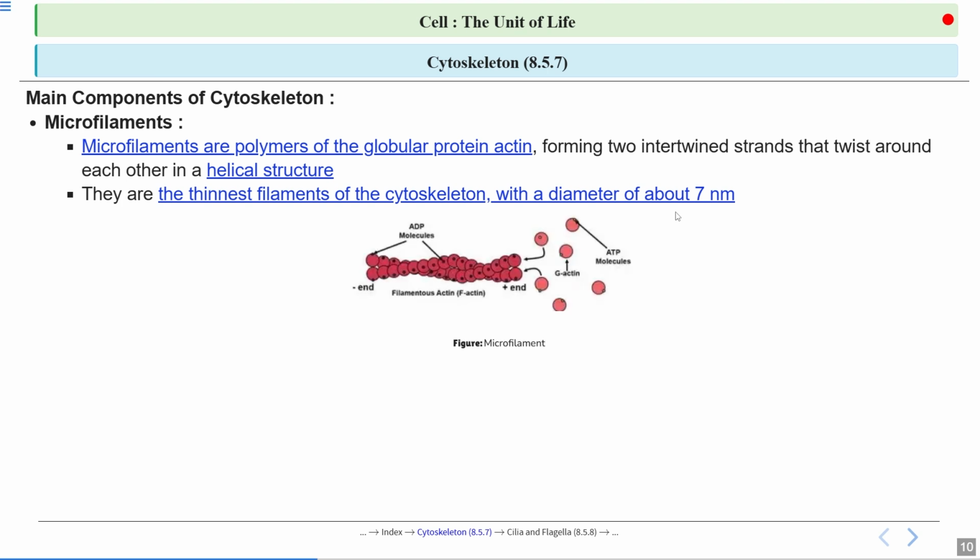So here you can see this is the structure showing you microfilament. This is the filamentous actin. This is made up of actin. Okay. This is the G actin, you can see. And you can see this is the helical structure. So it forms two intertwined strands. These strands are made up of actin. So actin molecules are joined together to form a polymer of microfilament. And there are two strands which are intertwined together like DNA double helix.